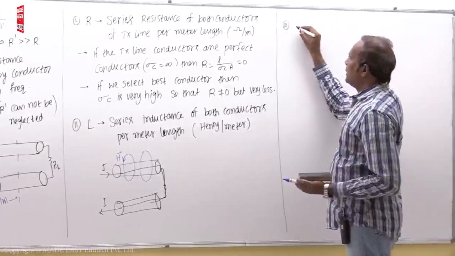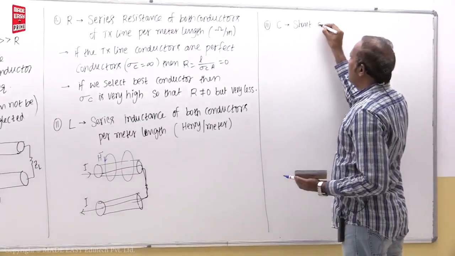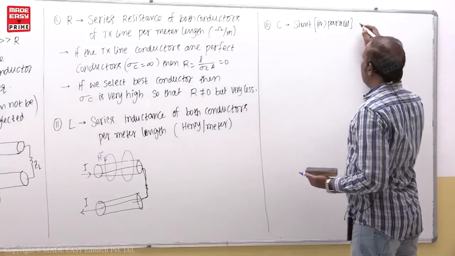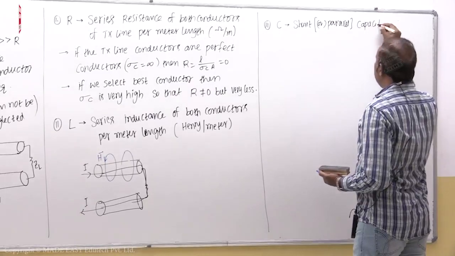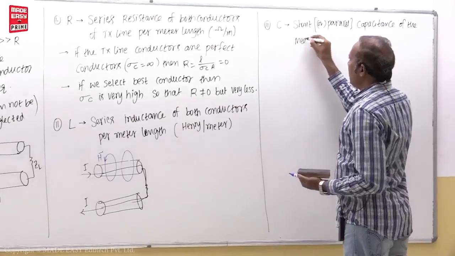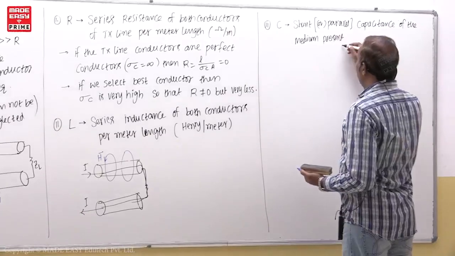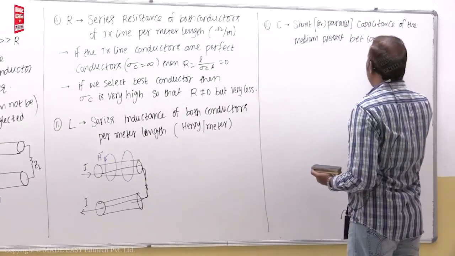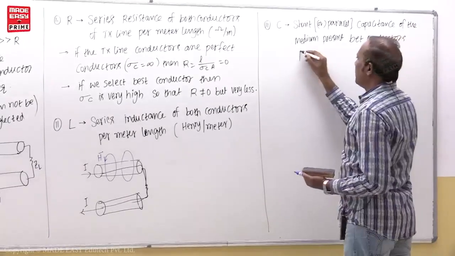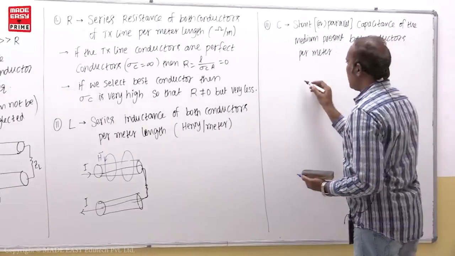Now the third parameter, students, C, is the shunt or parallel capacitance of the medium. Where is that medium? It is present between the conductors, per meter. So I will show you here.